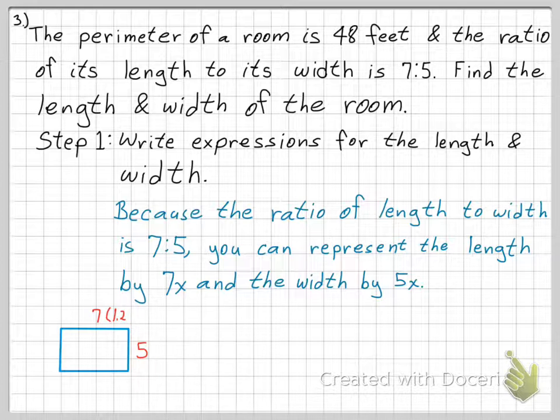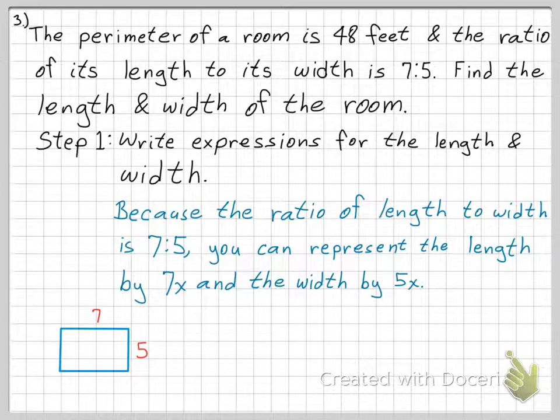So we don't know what the actual length and width are going to be, but we do know they're going to be in a ratio of 7 to 5. Well, as you saw, we multiplied by 1, we multiplied by 2, we multiplied by 3, we multiplied by 1.2. But what is the actual answer? If it has to be in a ratio of 7 to 5 and add up to a 48-foot perimeter, what is the actual number? We don't know.